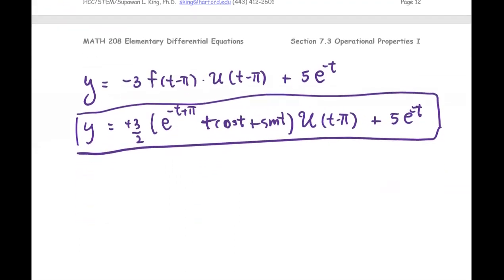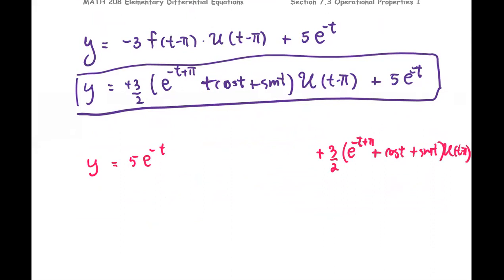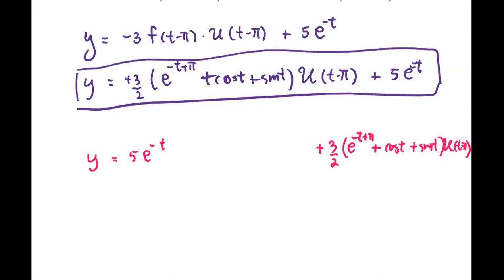But if we are going to write it as the piecewise defined function, we can do it by arranging the terms a little bit. So I'm going to rewrite 5e to the negative t in the front, and then add 3 over 2 times e to the negative t plus pi plus cosine of t plus sine of t times the unit step function t minus pi. The 5e to the negative t cannot be alone, so we can treat it as subtract 5e to the negative t times the unit step function t minus pi, and then add the same quantity.